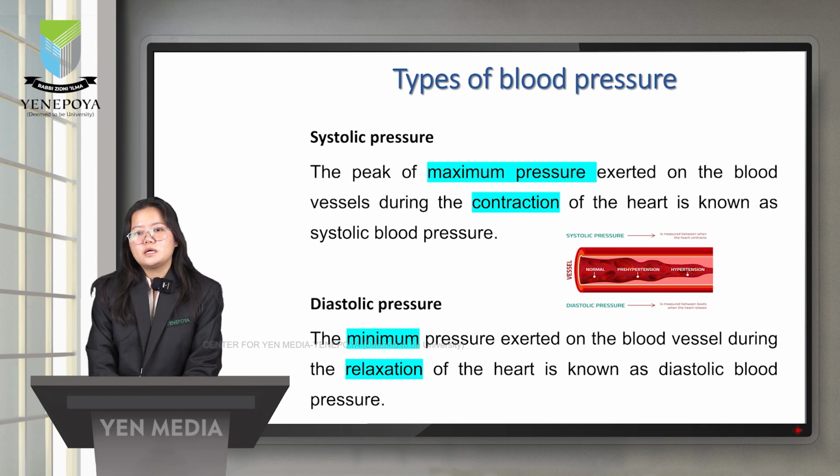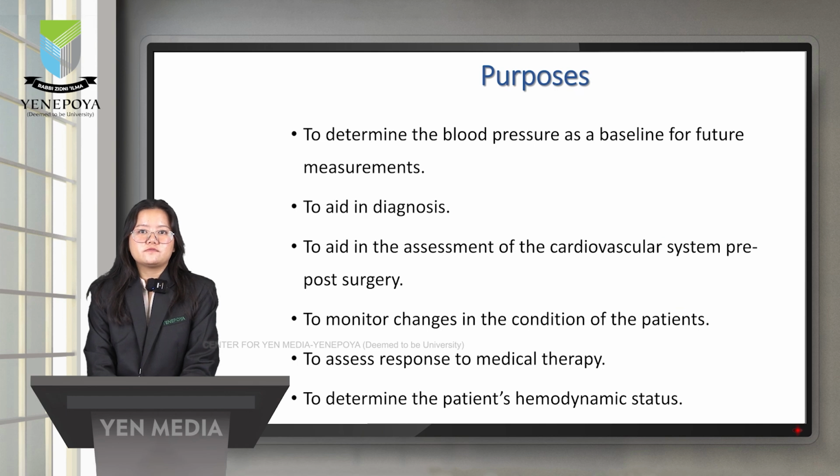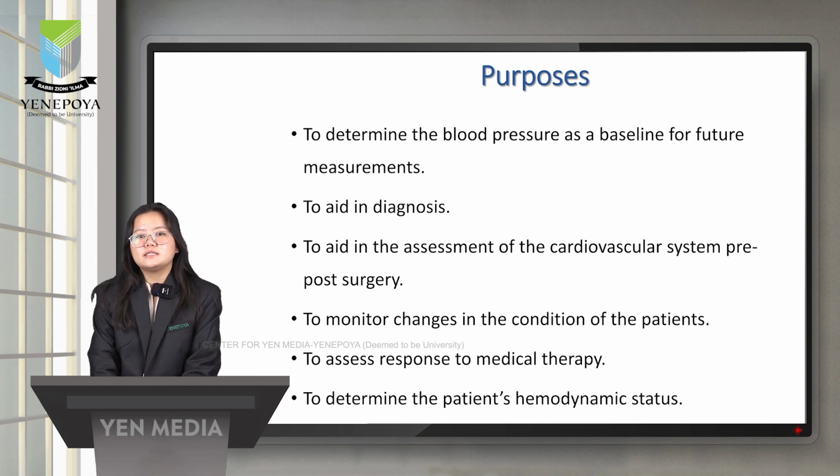So now why do we do blood pressure monitoring? What is the purpose of blood pressure monitoring? First and foremost is to know the baseline. What baseline? Blood pressure baseline for future measurements. It also helps in diagnosis, and it also helps in cardiovascular system assessment, that is prior to or after any kind of surgeries, and in general to assess the general condition of the patient. And also we can check whether the medical therapy that we provide is effective or not. And lastly, to determine the patient's hemodynamic status. Those were the few purposes listed.